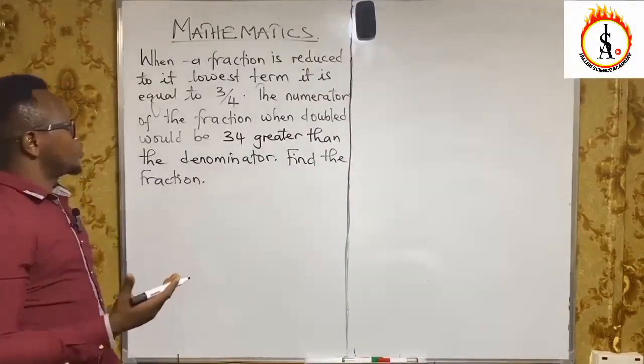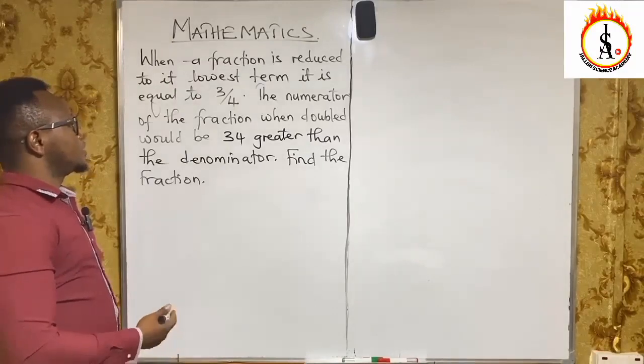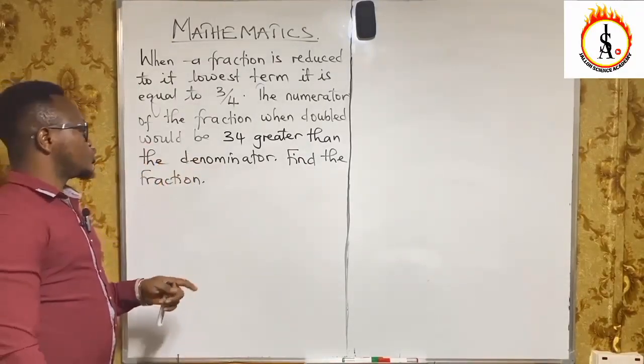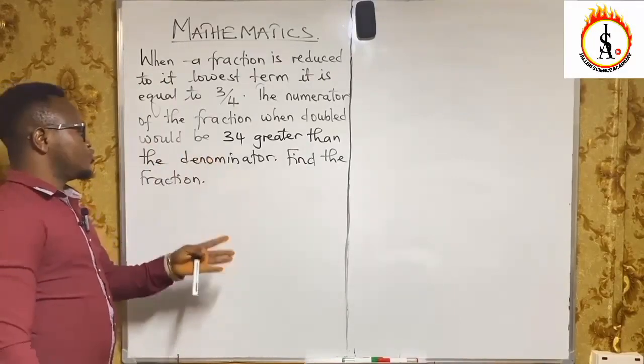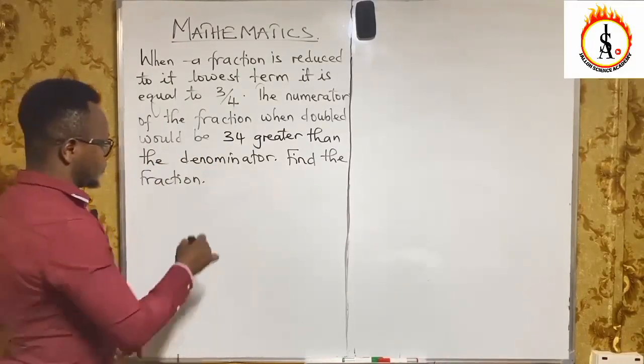So the question is this: when a fraction is reduced to its lowest term, it is equal to 3 upon 4. The numerator of the fraction, when doubled, will be 34 greater than the denominator. Find the fraction.